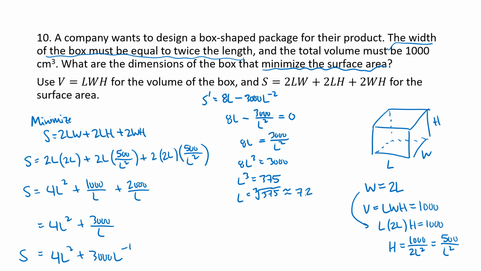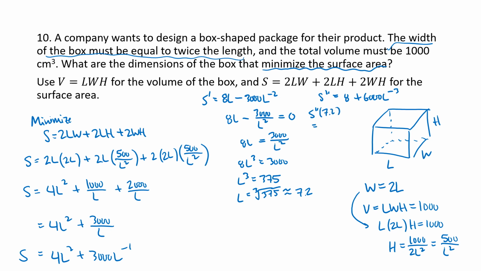So I think that might be my minimum, right? Remember, I'm trying to minimize my surface area. This time I'm going to test it with a second derivative test, just to be different. So I'm going to say S double prime, that's going to be 8. The derivative of 8L is 8. That's going to give me plus 6,000 times L to the minus 3. And I'm going to plug 7.2 into that.